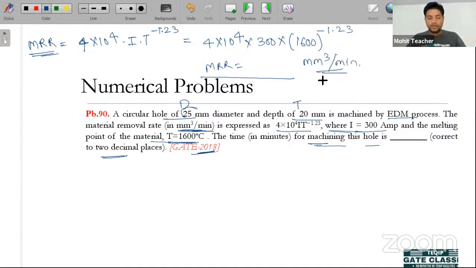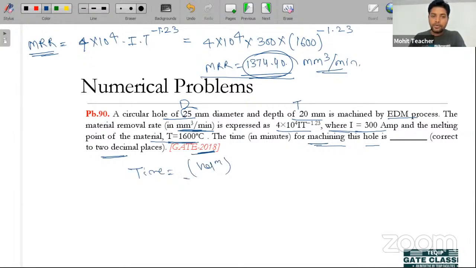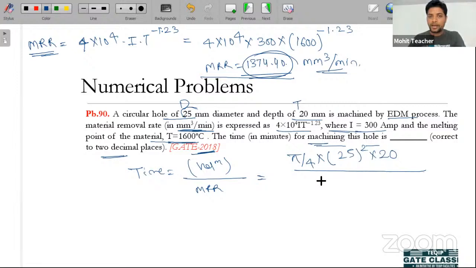Okay, very good, let me check. Yes, this is 1374.40, so this is the value we are getting. Now this is the MRR. We have to calculate the time, so the time will be equal to the volume we calculated divided by the MRR. The volume will be pi by 4 into d square, d is 25 whole square, into the depth, which is 20, upon MRR.